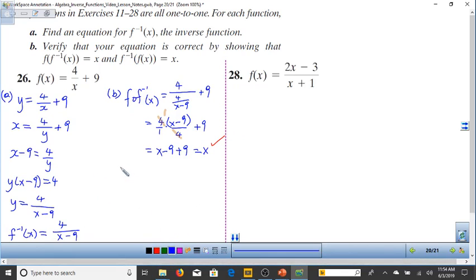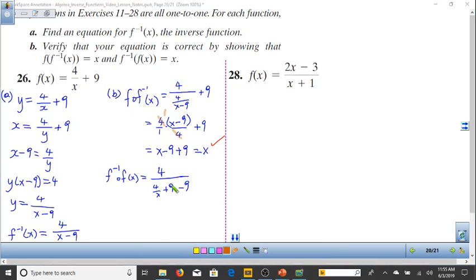Now let's do the other composition, f inverse of f of x. So now I take the inverse function, 4 over x minus 9. I'm going to substitute the original function into that, 4 over x plus 9, and then minus 9 from the inverse function. Clearly, the 9's cancel each other out. And then we have 4 over 1 divided by 4 over x, which is 4 over 1 times x over 4, which of course gives you x. So this function does check out.